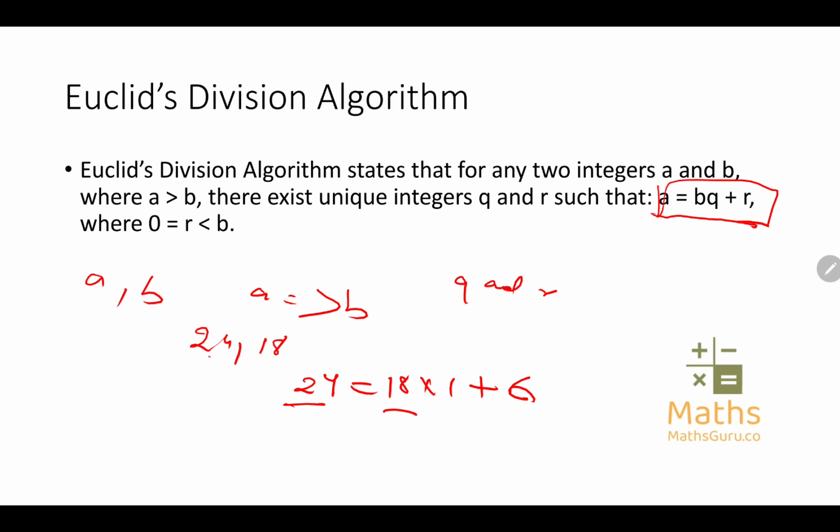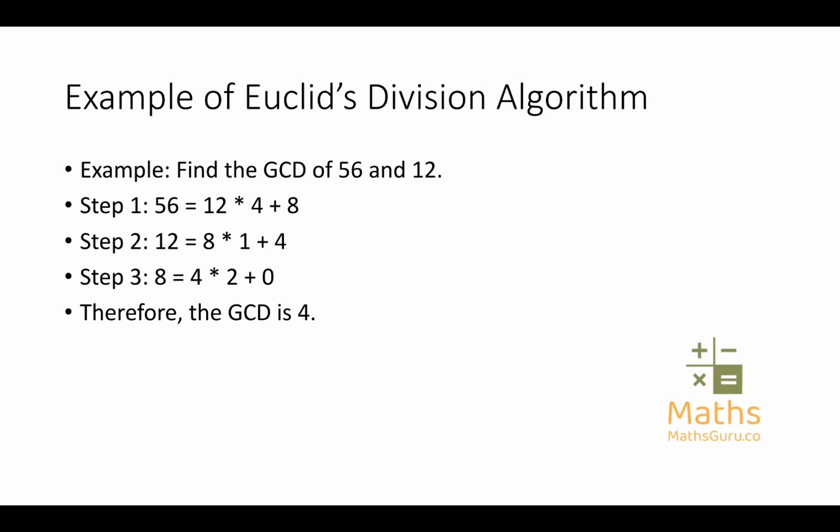Let's take for example the GCD of 56 and 12. 56 can be represented as 12 into 4 plus 8. One more advantage of Euclid's division algorithm is that you would be able to find the GCD of any two numbers using it. Normally people get confused between GCD and HCF, but both are the same. GCD stands for greatest common divisor and HCF stands for highest common factor.